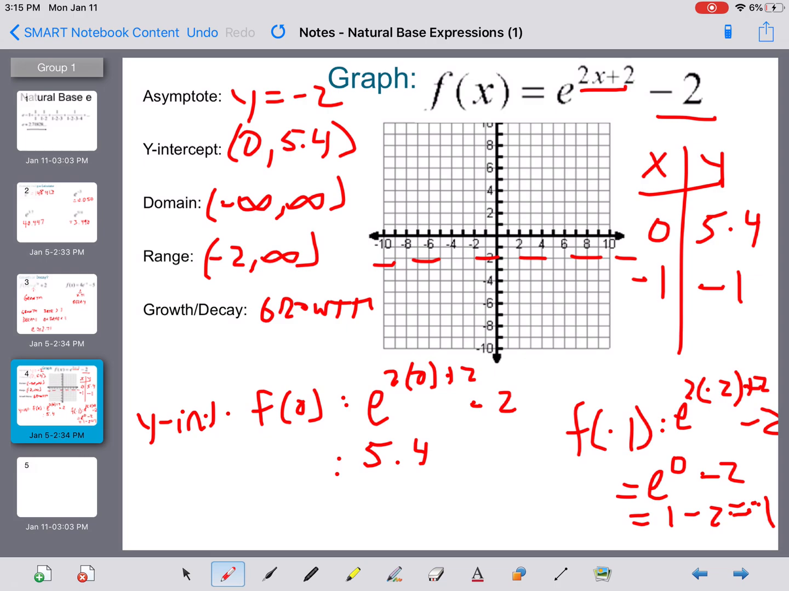And we can graph those 2 points. So we have 0, 5.4, somewhere near there, and -1, -1. We can see that this does grow relatively quickly, and then we're going to approach our asymptote like that. So it's still an exponential function, just now with a natural base e. I hope this helps you with understanding a brief introduction to the natural base e.